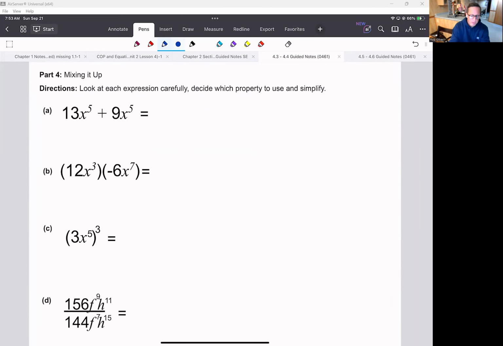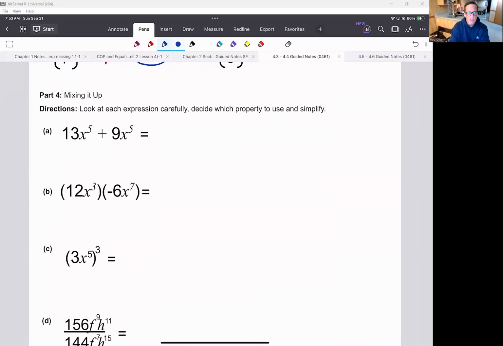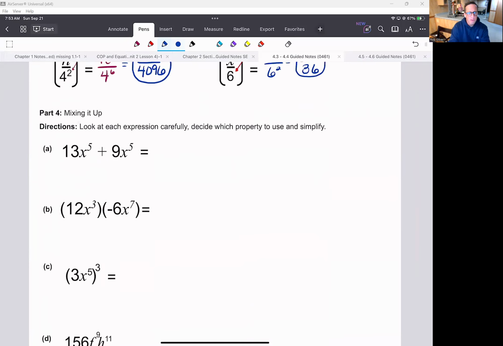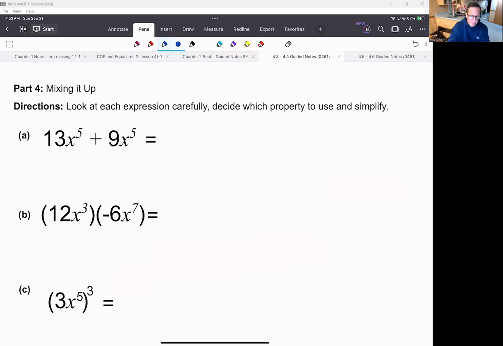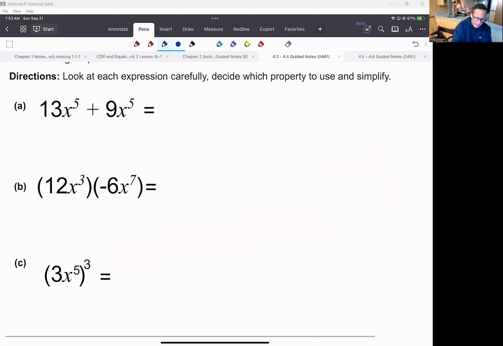All right, so part 4, mixing it up. We've got a bunch of stuff that we've been learning about exponents here, all mashed together. So let's go through these one by one. It says, look at each expression carefully and decide which property you use and simplify. So on this one for A, we're not really using any exponent properties. These are just like terms. That's all you can do. We can't do anything to the exponents.